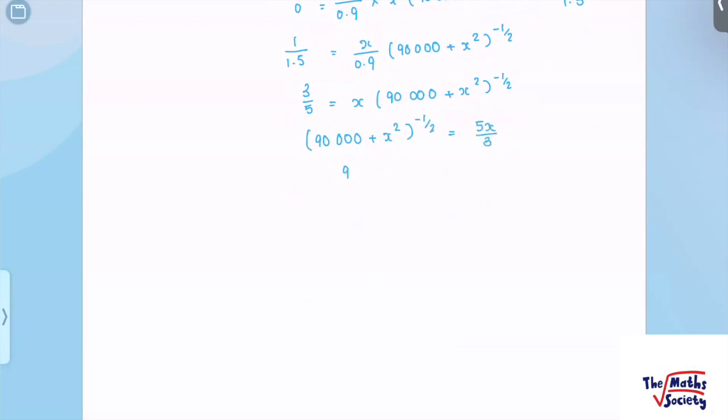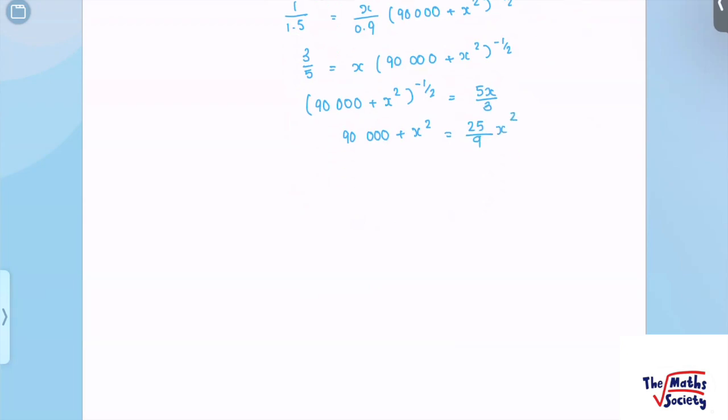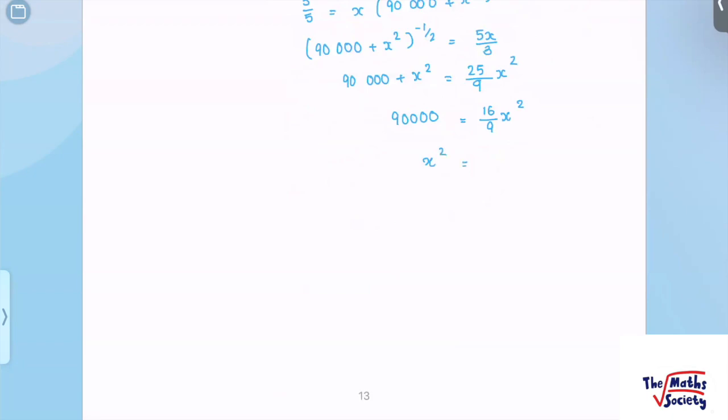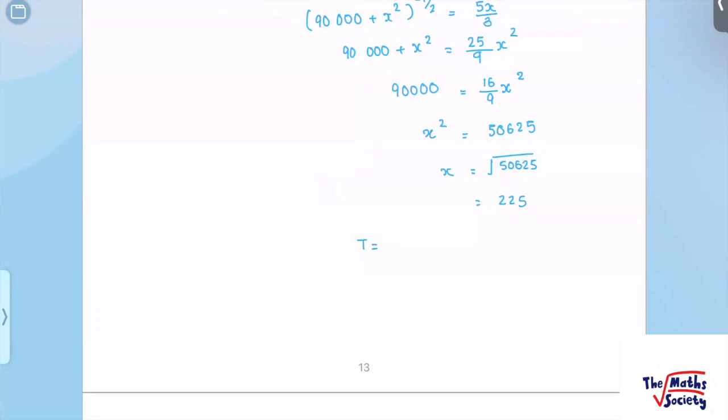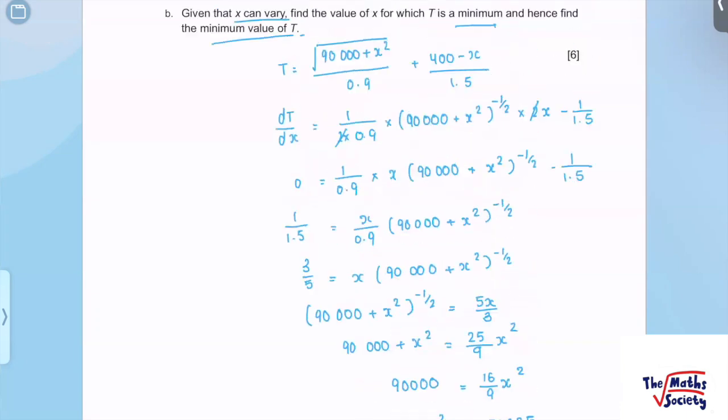If we square it, we have 90,000 plus x squared equals 25 by 9 x squared. So then you'll have 90,000 equals 16 by 9 x squared as well, which means x squared is going to equal 50,625. So you root that and you'll have x equals 225.